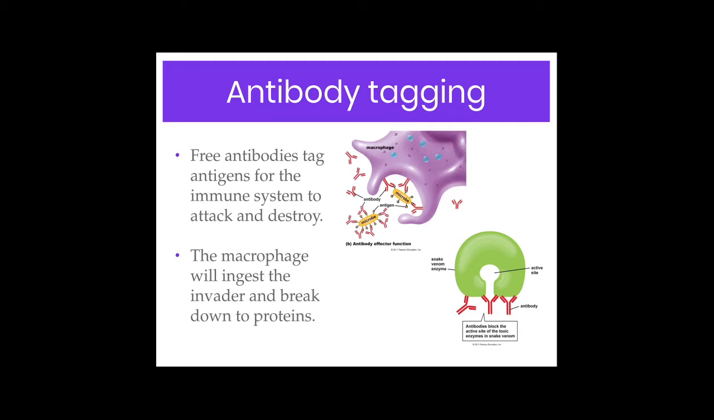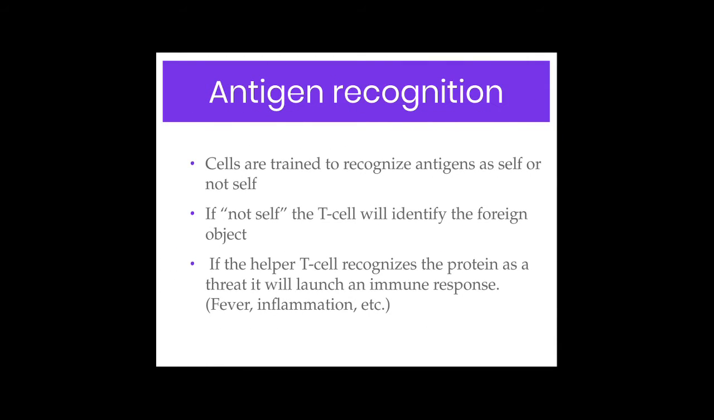So there's also free-floating antibodies. As I said, those are going to be made by the B cell. They're going to tag anything that they find in the body that may be an invader. If it is an invader, then the macrophage is going to come around and ingest that invader. So how does the body recognize if the antigen is self versus not? We'll talk about that in a little bit, but it has to do with the T cell.